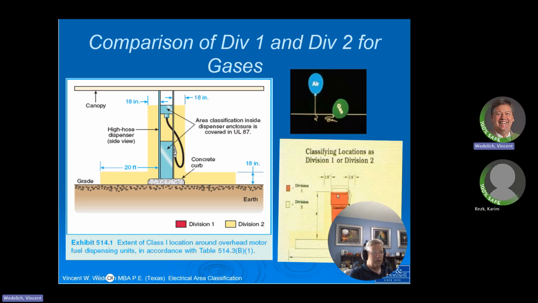And then here's another one. Inside this, right, is a Division 1 location. And then you've got the 18 inches and 18 inches, et cetera, right? So all we're trying to do is define it. We know that it's some gas, we know that it's some dust. So we're going to define it by Class 1, Class 2, or Class 3. And then we're going to give it a division number.